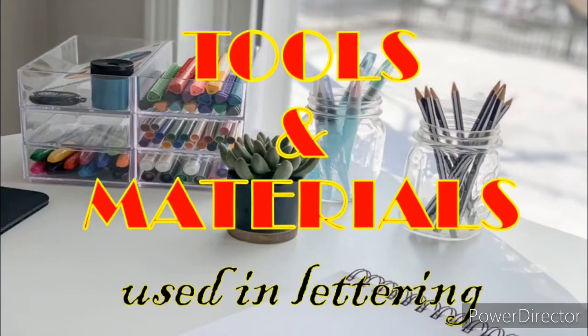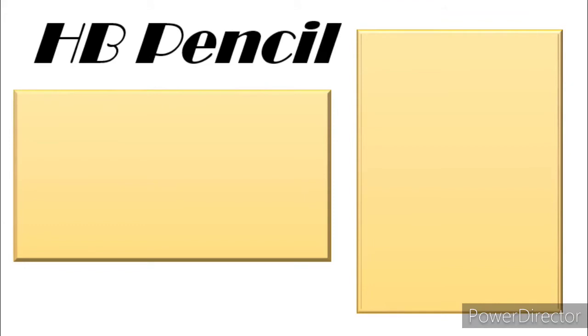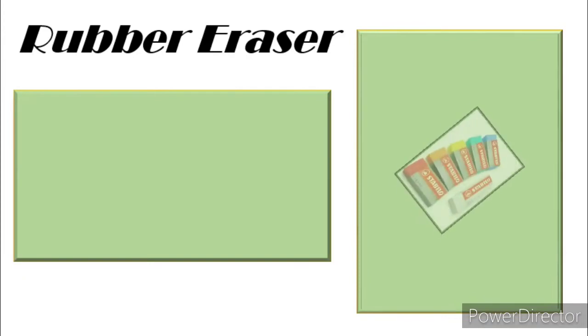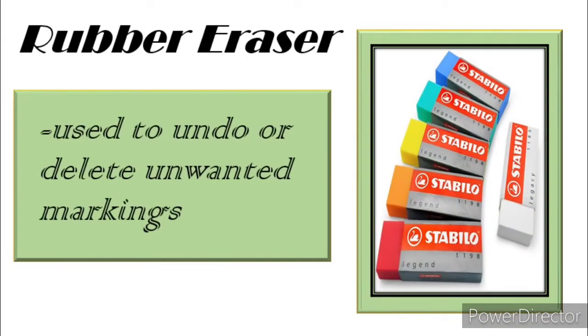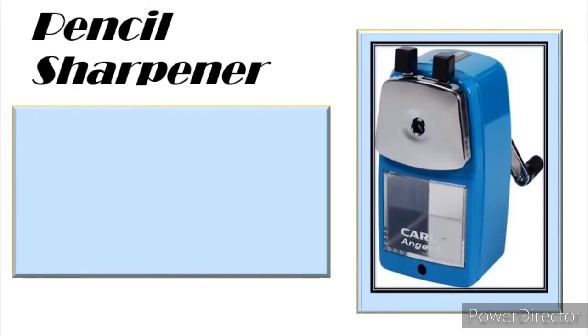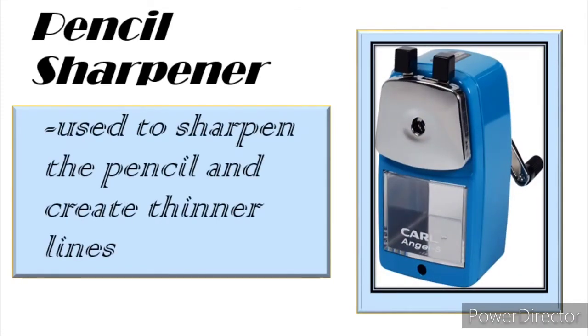For this juncture, we are discussing the tools and materials used in lettering. To make accurate lettering, the following tools and materials are needed. Number 1, HB pencil. Used for making temporary lines. A drafter can use a technical pencil to finalize the lettering. Number 2, the rubber eraser. It is used to undo the markings created or delete the unwanted marks. Number 3, we have pencil sharpener. It is used to sharpen the pencil and to create thinner lines.